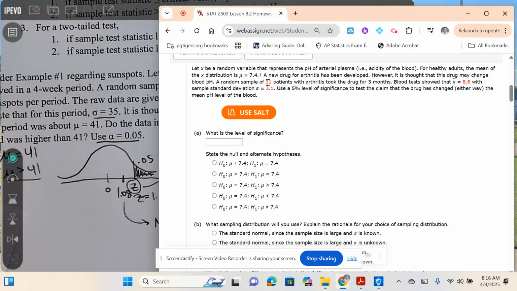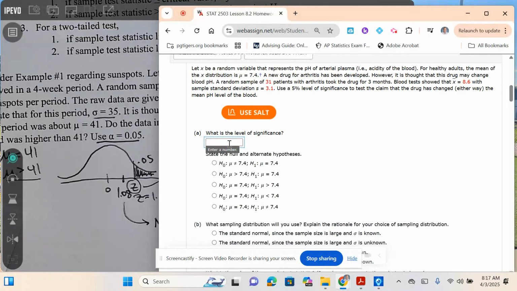So, a random sample of 31 patients who took the drug for arthritis for 3 months. Blood tests showed that the sample mean is 8.6 with a sample standard deviation of 3.1. Use a 5% level of significance to test the claim that the drug has changed the mean pH level of the blood, either way. What is the level of significance?